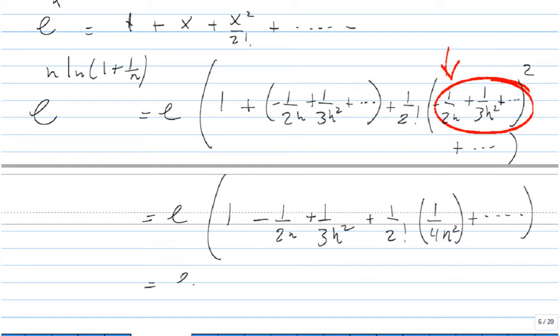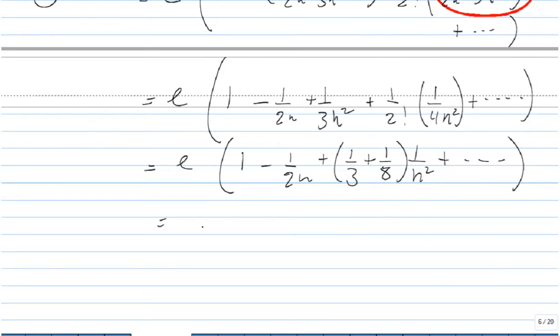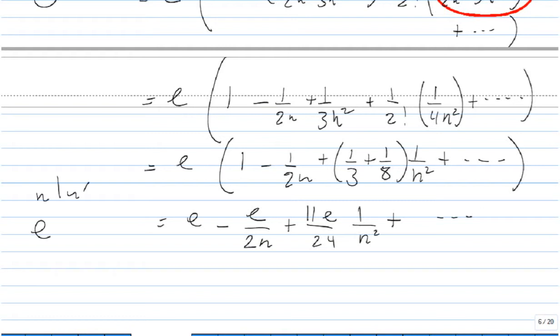So this will give me e times 1 minus 1 over 2n plus 1 over 3 plus 1 over 8, 1 over n squared, etc. Once I put all the stuff together, this is e over 2n plus 1/3 plus 1 over 8, that's 11 over 24. So it's 11e over 24, 1 over n squared, etc. So this is e to the n ln of 1 plus 1 over n, which if we go back is 1 plus 1 over n to the power n.